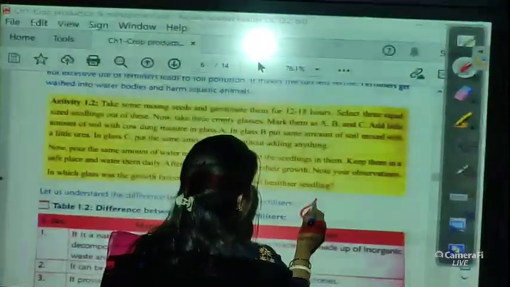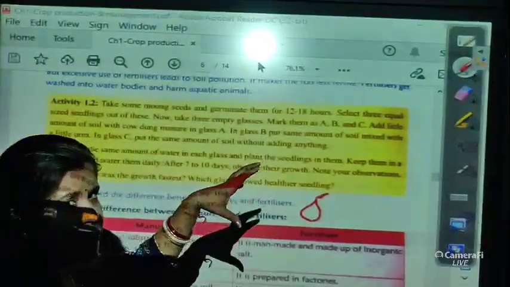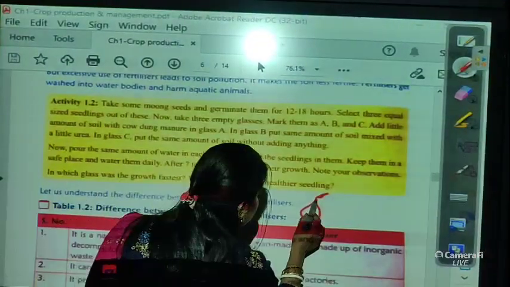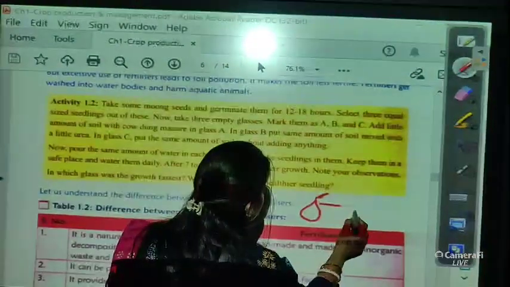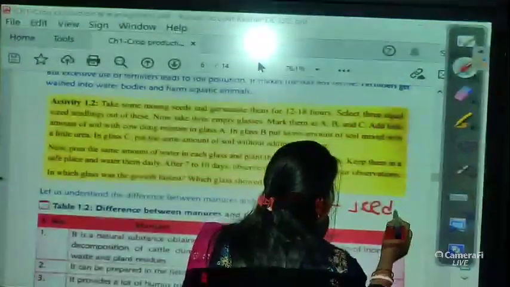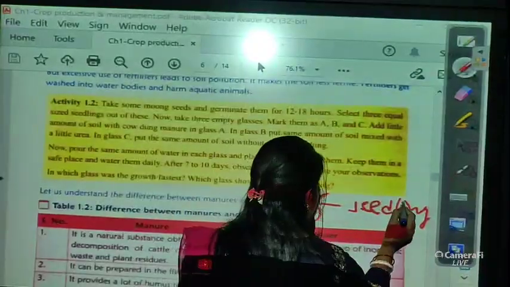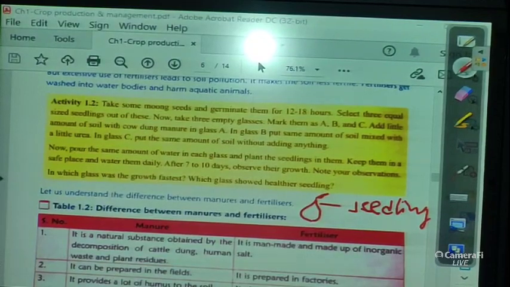Seedling means, for example, this is chana. After 1 or 2 days of germination, we see white-colored tails on it. This is known as a seedling. You need to take 3 of the same size, and add a little amount of soil.